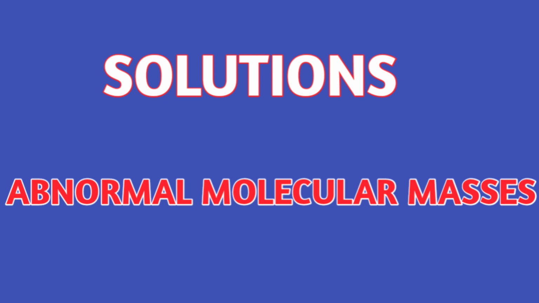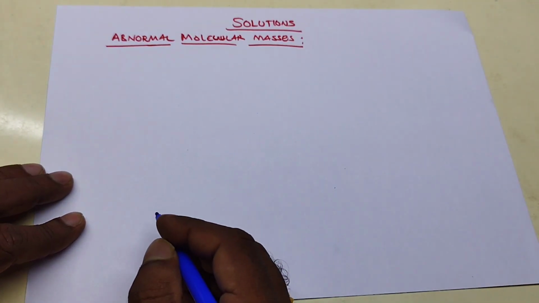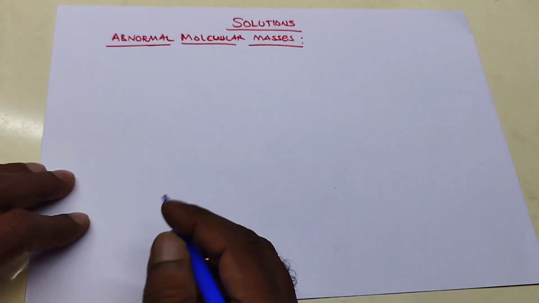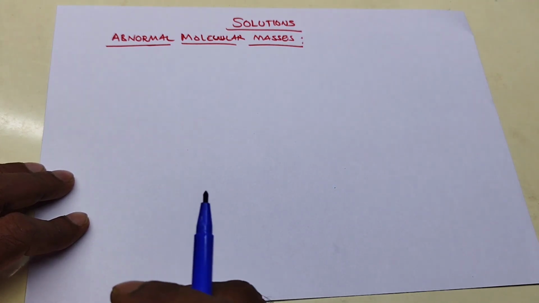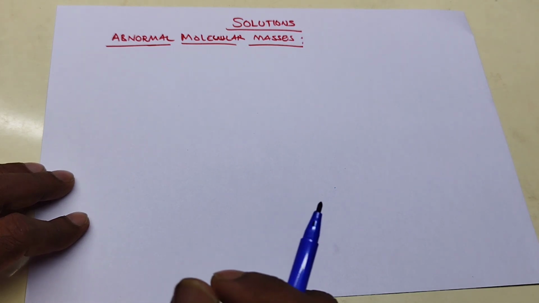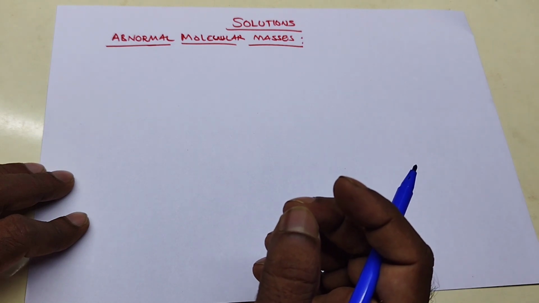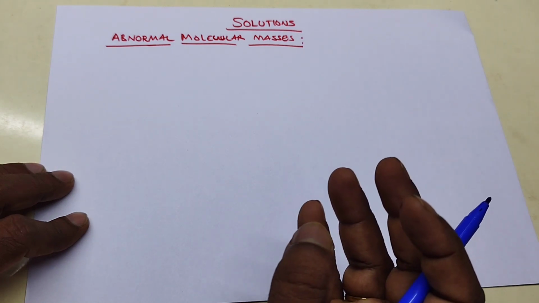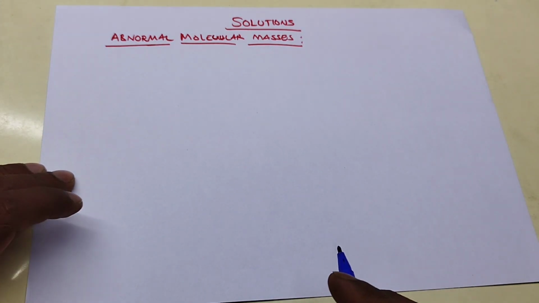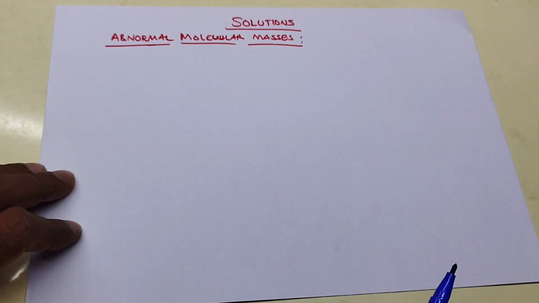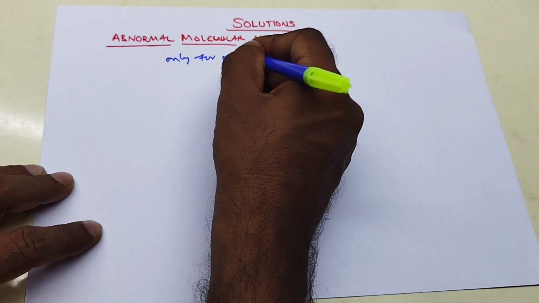Now in this lecture we are going to discuss abnormal molecular mass. Before discussing abnormal molecular mass, in the last videos we derived the various colligative properties like lowering of vapor pressure, elevation in boiling point, depression in freezing point, and osmotic pressure. Various relations we have derived only for non-electrolytes.